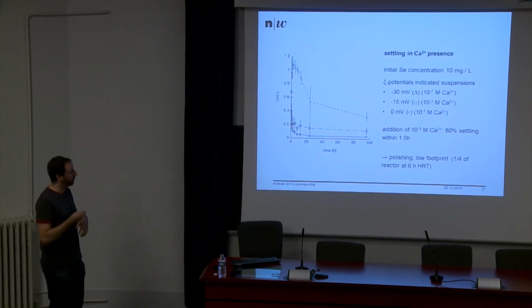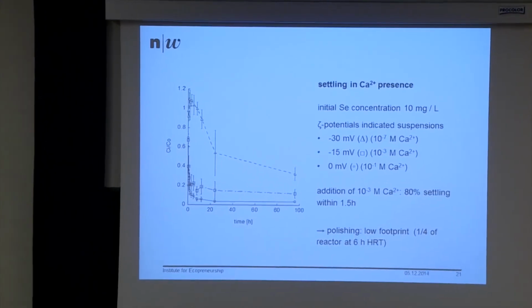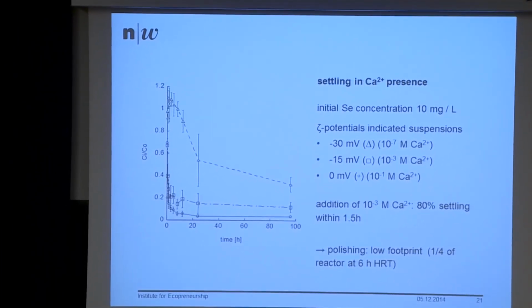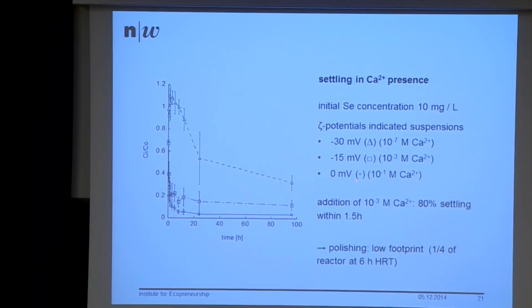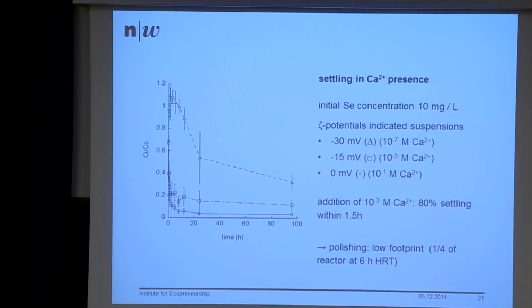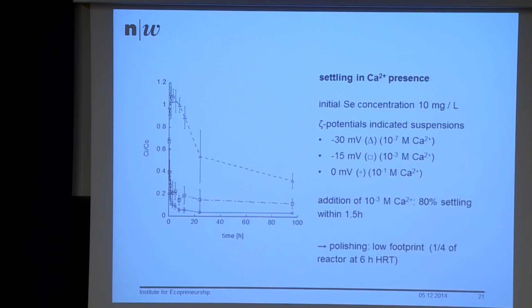So the next step was, okay, now that we know the colloidal properties, we can influence them to recover selenium from the effluent. And it's a very simple experiment. We have been using calcium concentrations in this case that would correspond to 0, minus 15, or minus 30 millivolts. And basically when you apply even this medium concentration, you get very rapid settling, 80% within 1.5 hours. That is interesting for application because it means the footprint of your reactor will be just a quarter of the actual bioreactor. So you need to have short settling times in this case.